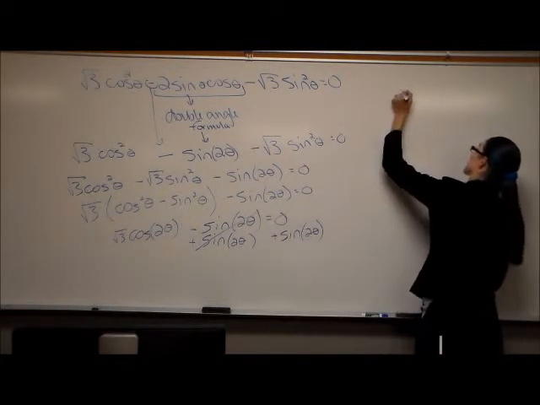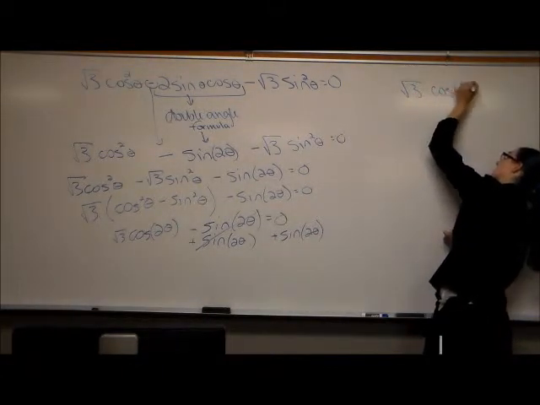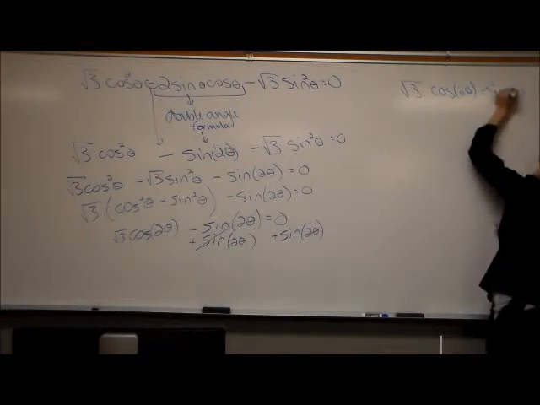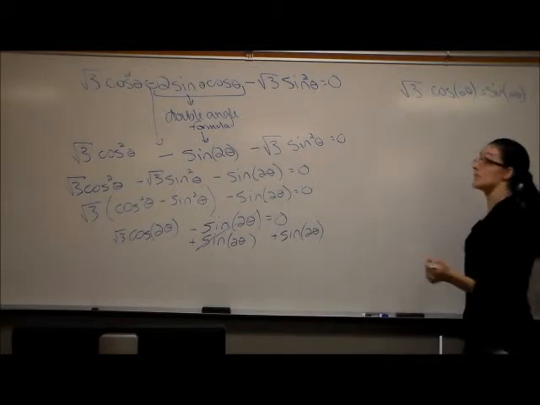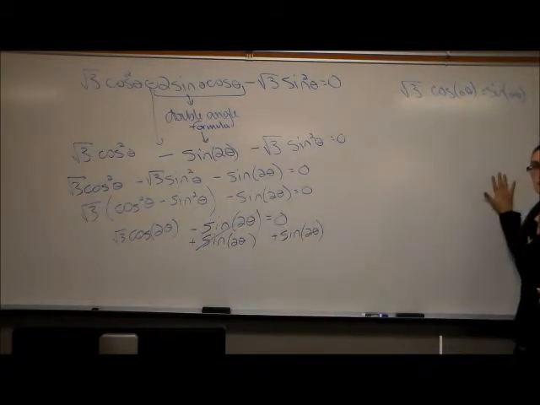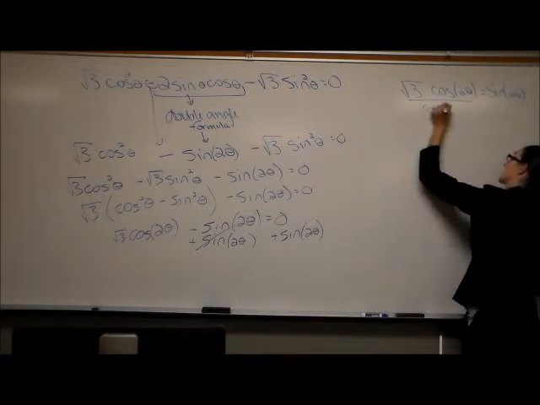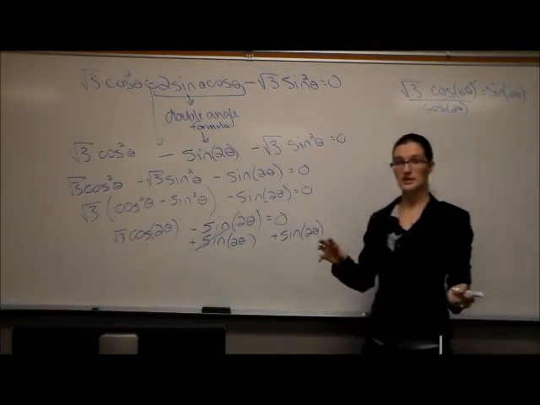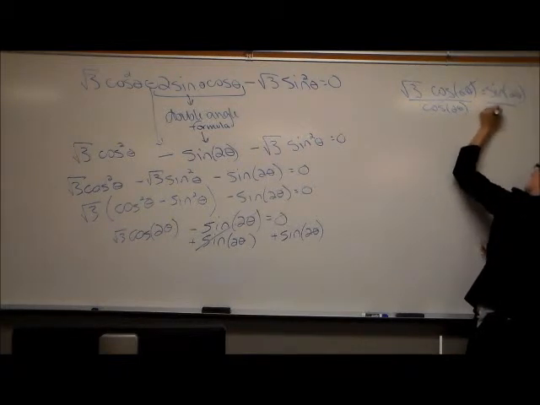So this gives us the square root of 3 cosine of 2 theta equals sine of 2 theta. Okay. Again, we want the sine over cosine to get our tangent. So we can divide by only the cosine, because we don't need the root 3 in there. That won't give us tangent. We only want sine over cosine.